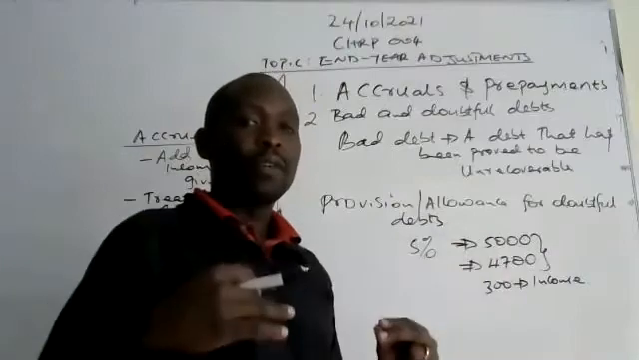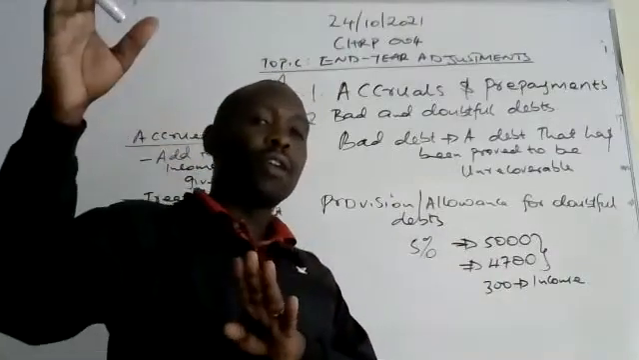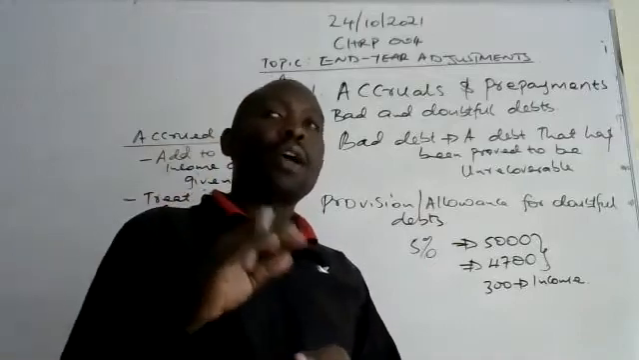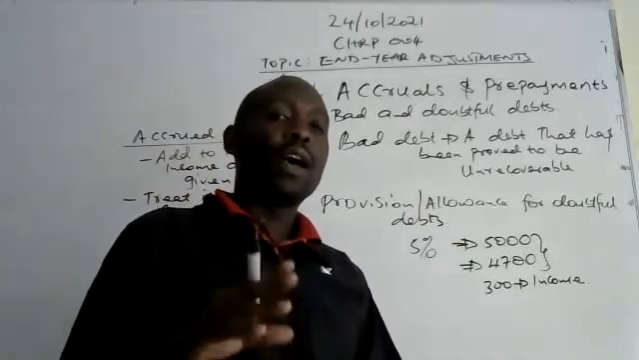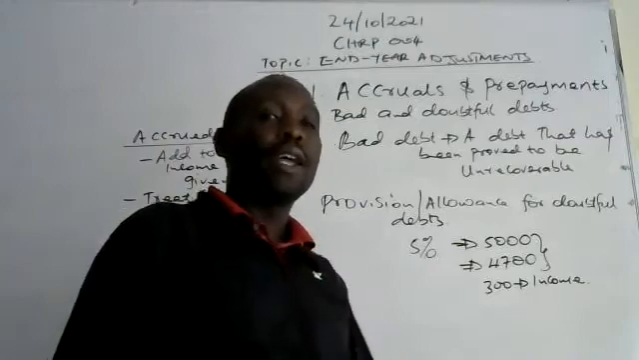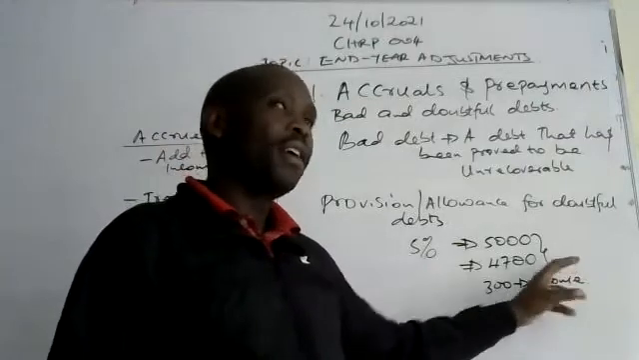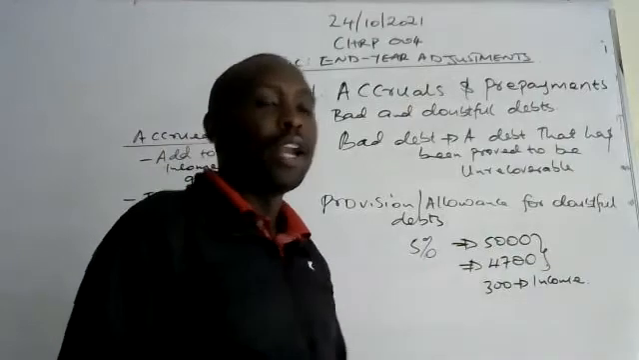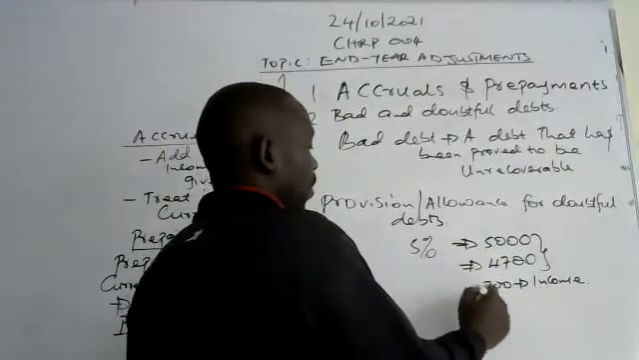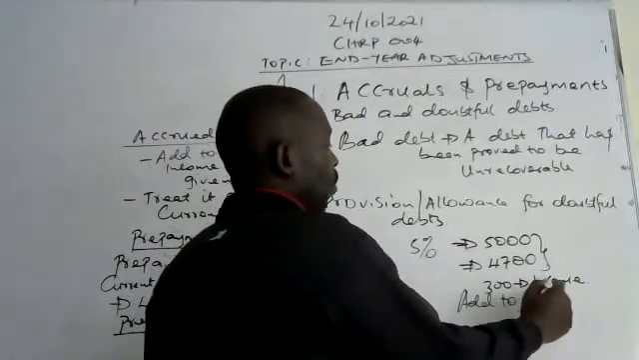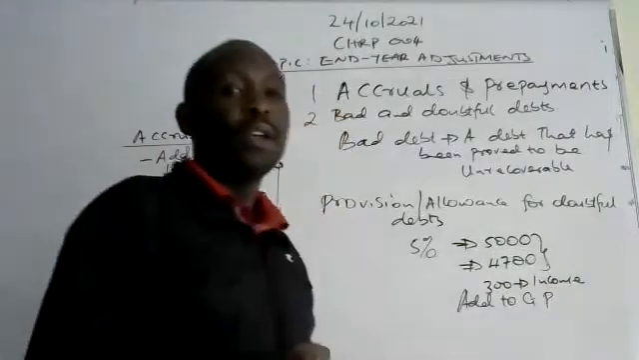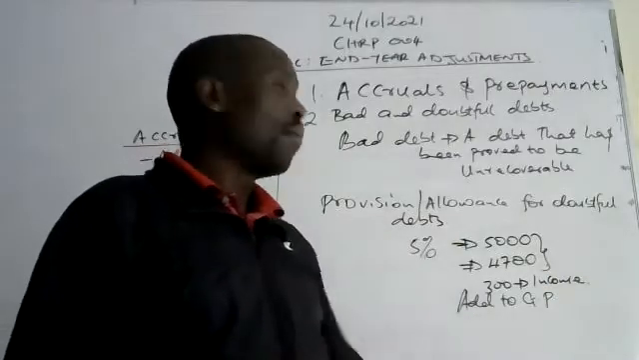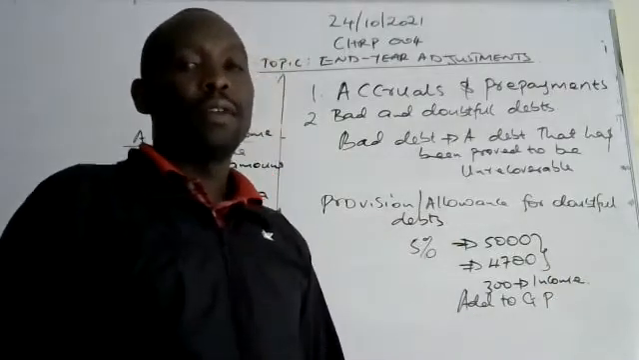When it is a decrease, when you make a higher provision at the beginning, then at the end you find that the provision is more, the actual doubtful debts are less than what you had provided, then the difference is normally an income, and you add this to gross profit. When you witness a decrease, the difference is an income. That income is normally added to the gross profit.